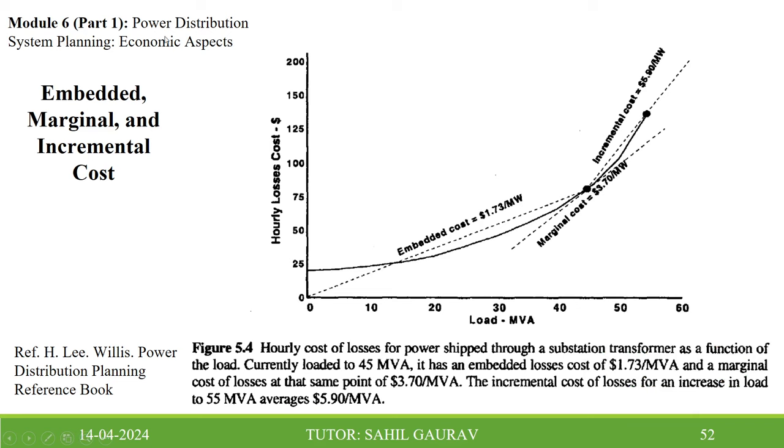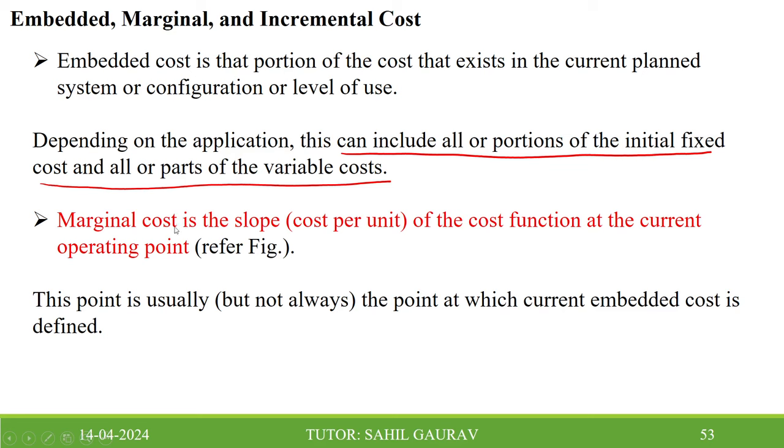The next module is power system planning, economic aspects. Here one problem is based on embedded, marginal and incremental cost, which I have covered in the tutorial session. Embedded cost is that portion of the cost that exists in the current plant, system configuration or level of use, and depending on the application, this can include all or a portion of the initial fixed cost and all or parts of the variable cost. While marginal cost is the slope of the cost function at the current operating point.